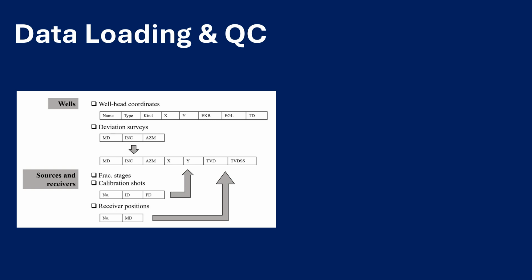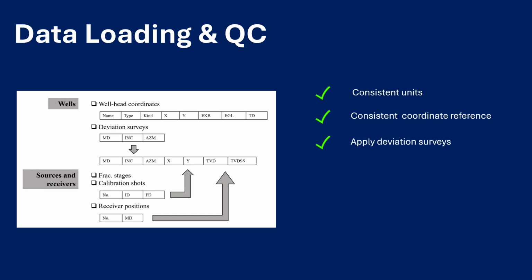During this step, we make sure that all the data use consistent units. The spatial position and survey follow a consistent coordinate reference. We also apply the deviation surveys to all survey geometry to get correct trajectories for the wells and for correctly placing the calibration shots, stage locations, and receiver positions within these wells.